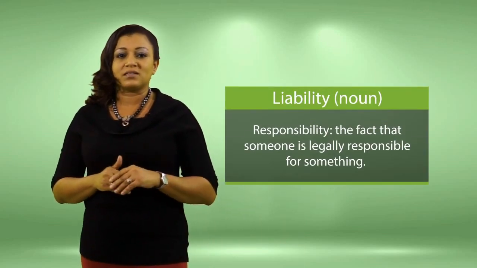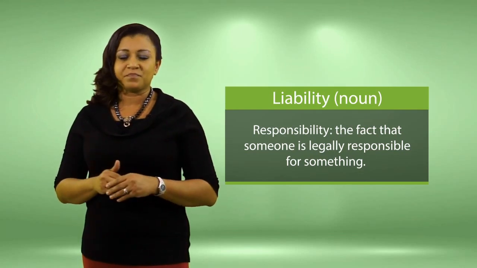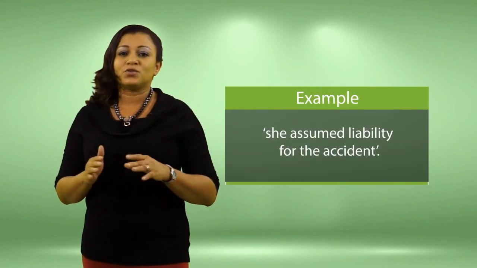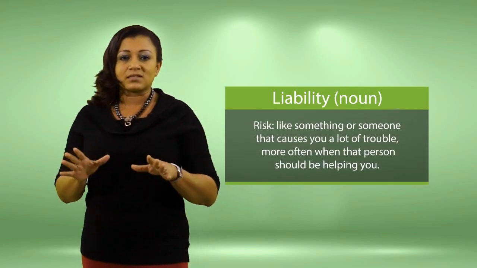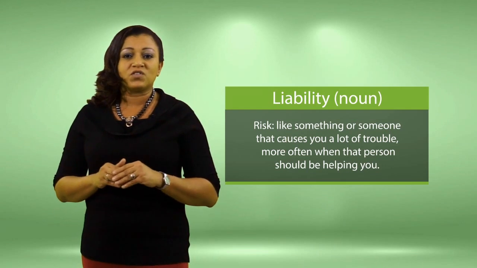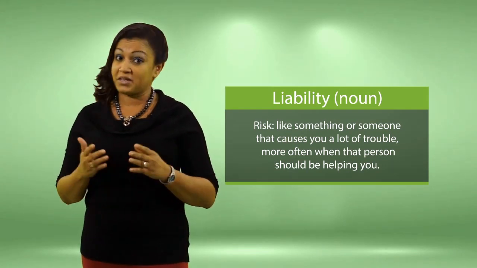Well, you were waiting for me to tell you what exactly is that thing called a liability statement. According to the Cambridge English Dictionary, the word liability, a noun, has two meanings. It is simply another word for responsibility, the fact that someone is legally responsible for something. For example, she assumed liability for the accident. Another word for liability is risk, like something or someone that causes you a lot of trouble, more often when that person should be helping you.